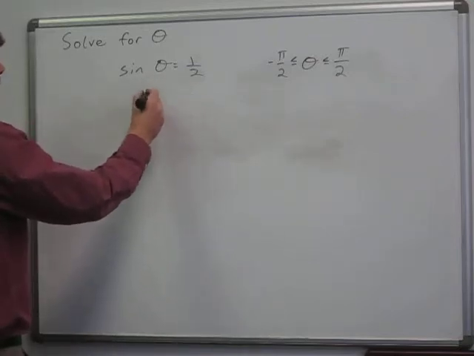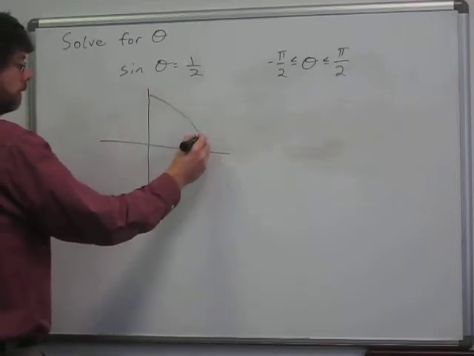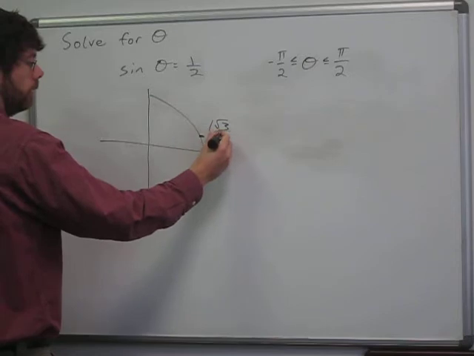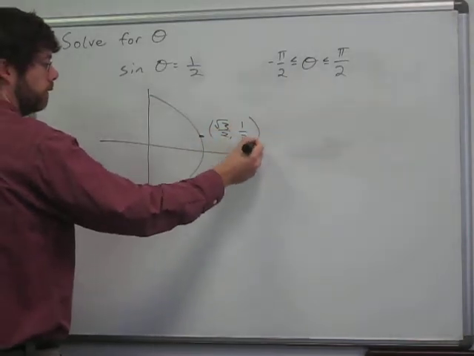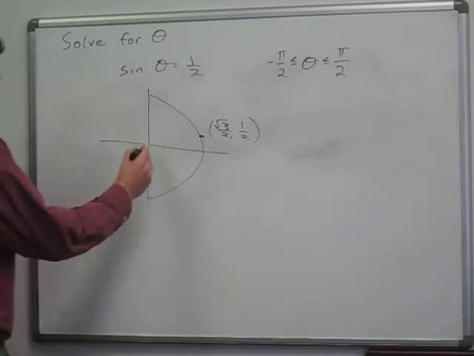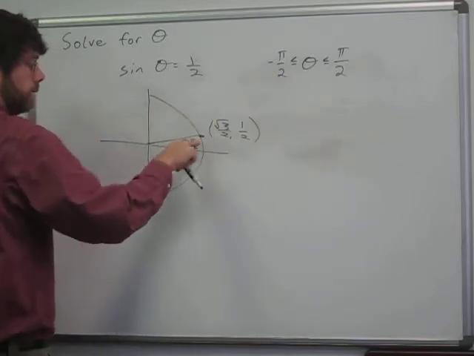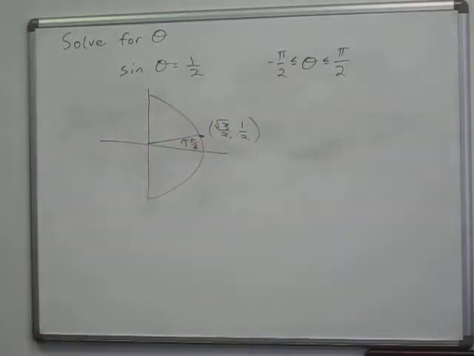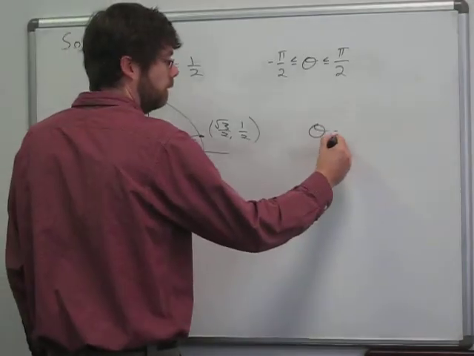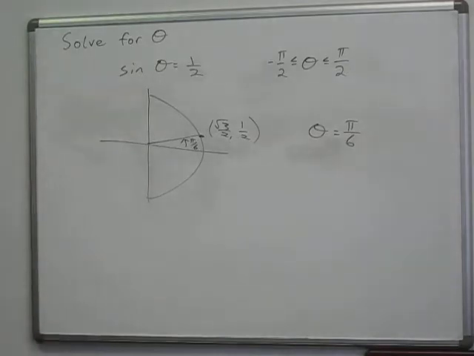So a sine value of 1/2, that is a special sine value related to the point radical 3 over 2, comma 1/2, right? And the angle that lands us at this point in this restriction is pi over 6. Right? So theta is equal to pi over 6, and that is the solution to this trigonometric equation. Okay? Let's look at another one.